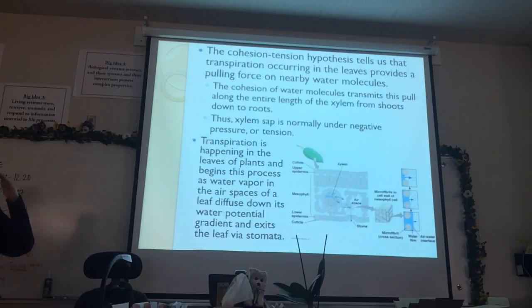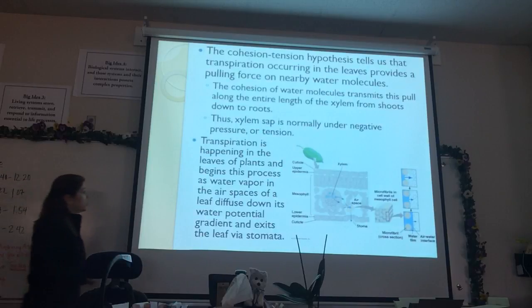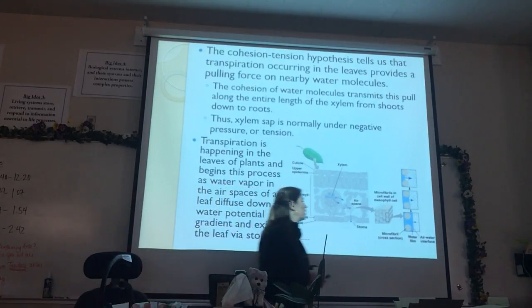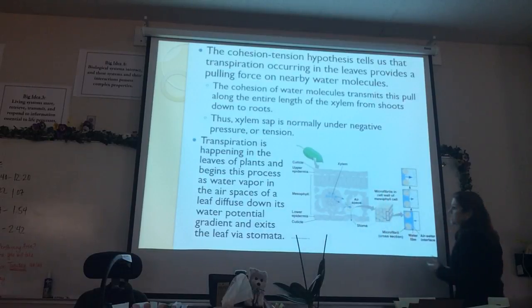So the evaporation of water off of the leaves is literally pulling up the water molecules all the way through the plants and all the way down into the roots. The transpiration is happening in the leaves of plants and begins this process of water vapor in the air spaces of a leaf that diffuse down its water potential. This is the diagram that goes with it.